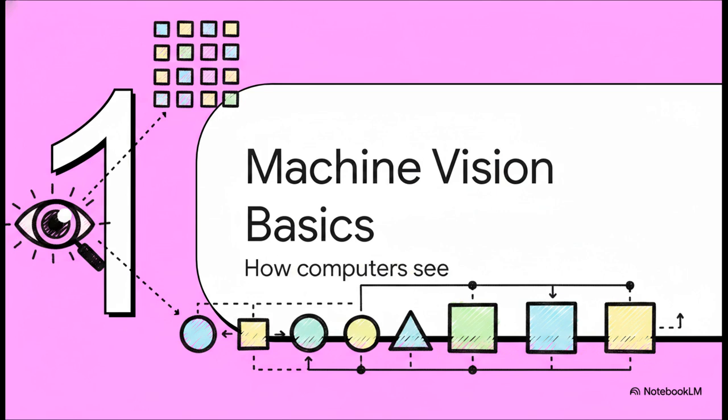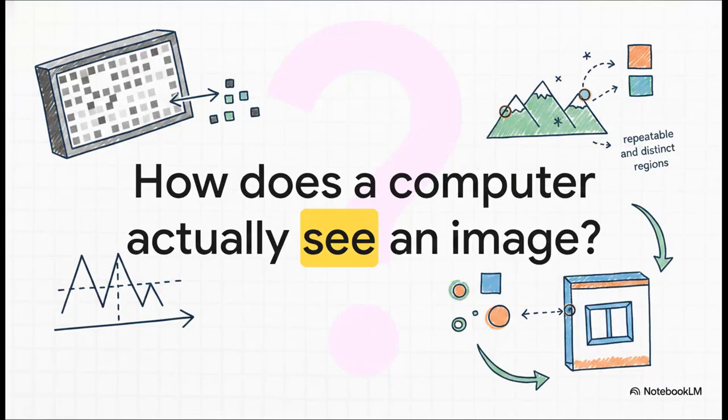Part 1. The Basics of Machine Vision. Let's build our conceptual scaffolding right at the foundation of image processing. So I want to pose this fundamental question to you. How does a computer actually see an image? I mean, to a machine, a photograph isn't a beautiful landscape or a towering cathedral. It's literally just a giant grid of pixel intensities. It's a sea of numbers. The fundamental challenge here is figuring out how to group and analyze those numbers to find distinctive regions. We need points of interest that are repeatable and distinct, no matter what angle you're looking from.